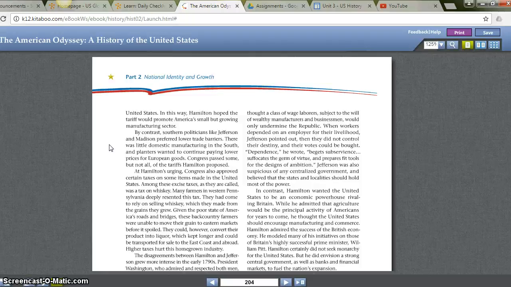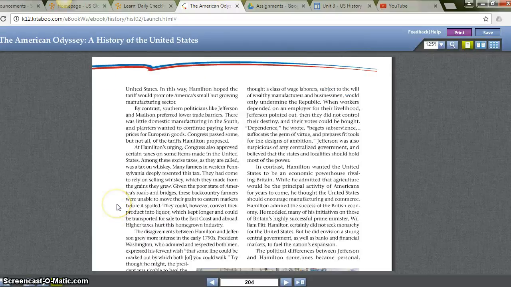Many farmers in western Pennsylvania deeply resented this tax. They had come to rely on selling whiskey, which they made from the grains they grew. Given the poor state of American roads and bridges, these backcountry farmers were unable to move their grain to eastern markets before it spoiled. They could, however, convert their product into liquor, which kept longer and could be transported for sale to the East Coast and abroad. Higher taxes hurt this homegrown industry.